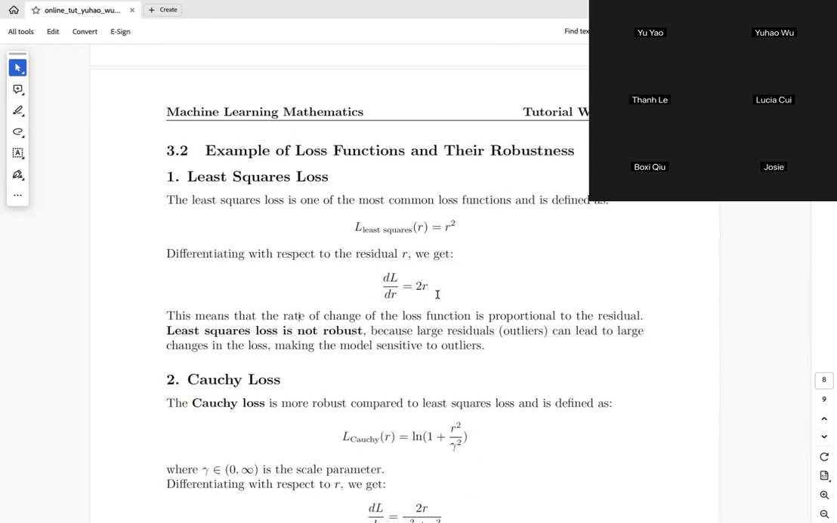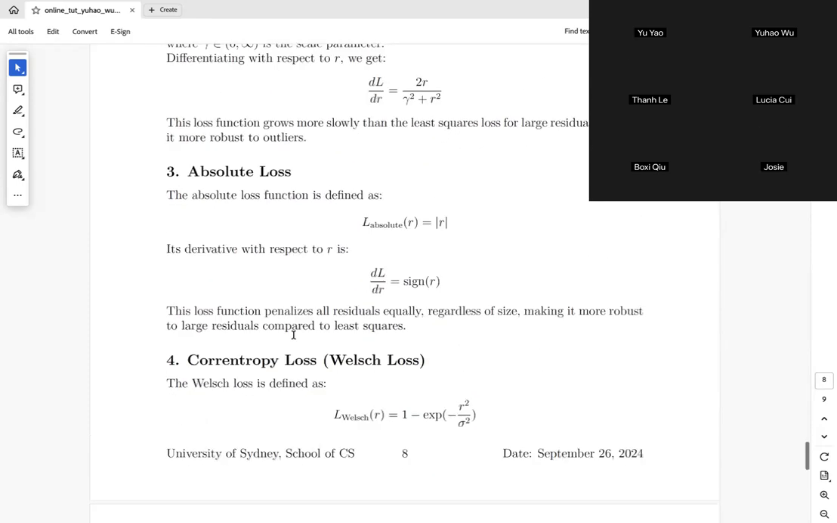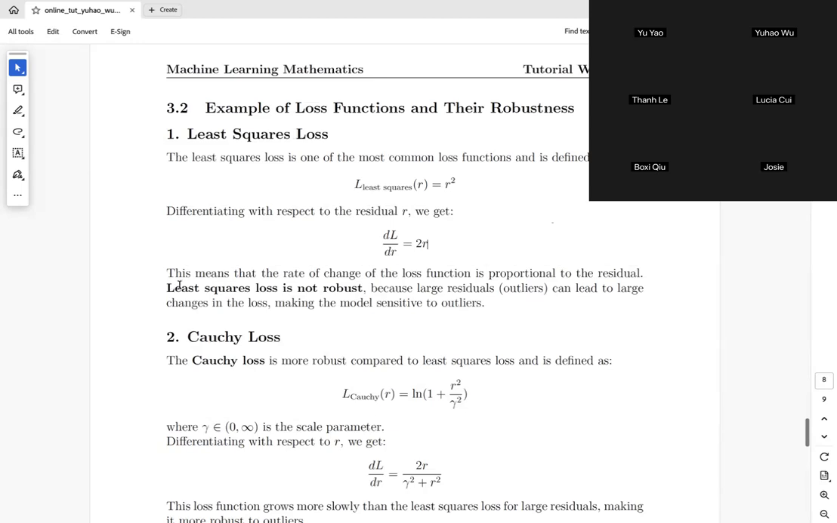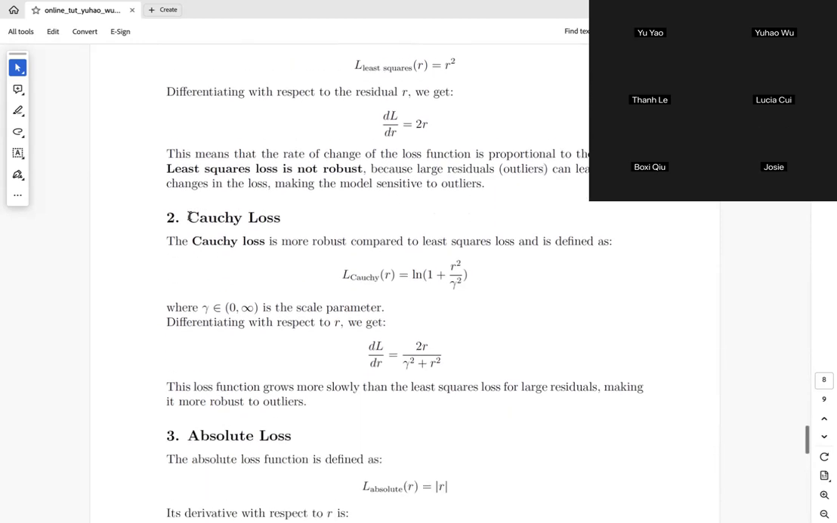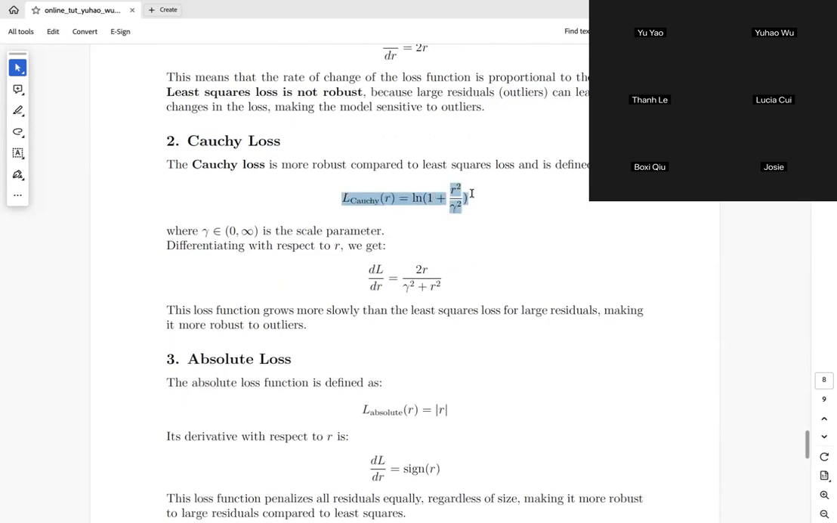We can say if the residual is too big, the change rate is also very big. So this means the least square loss, compared to the other loss functions, may not be very robust, because a large residual can lead to a very large change in the loss value. This makes our trained model very sensitive to outliers. Okay, we can look at the Cauchy loss. This is the Cauchy loss function, and we also take a derivative with respect to r, and this is our function.